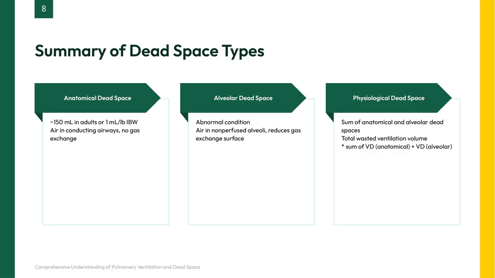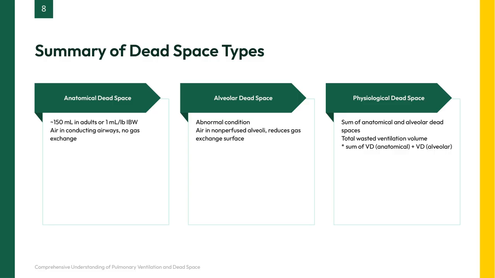Now, in cases of physiological dead space, we're talking about an abnormal condition. This occurs when air gets into alveoli that aren't perfused with blood, which actually reduces the surface available for gas exchange. So, even though the air reaches the alveoli, it doesn't contribute to oxygen or carbon dioxide exchange.